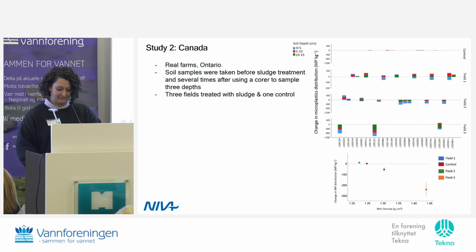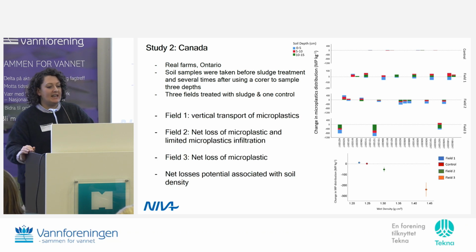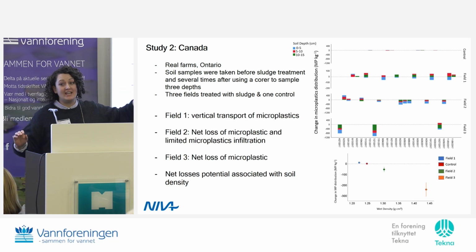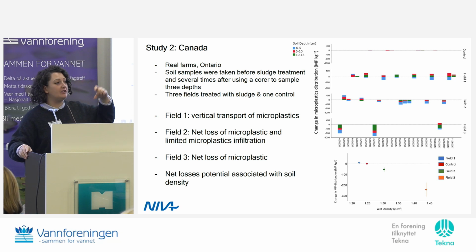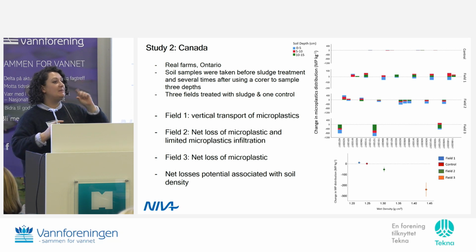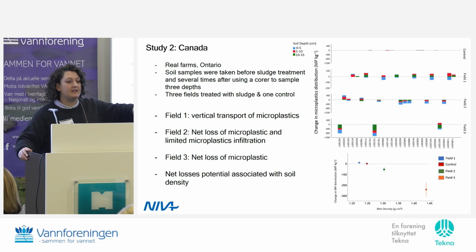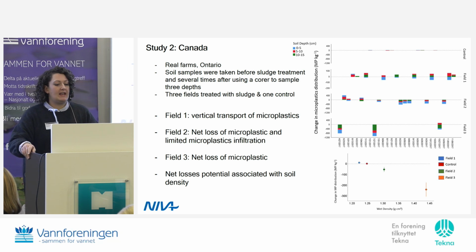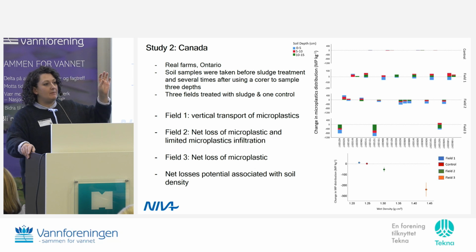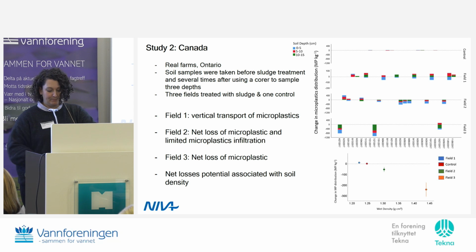and how these particles were moving. Taking a look at the results here, this plot shows just the change in microplastic concentrations, so not the total microplastic concentrations, but the change at each depth. For field 1, we saw this vertical transport of microplastics. So as you look going across to the right of the graph, there's a decrease from the blue, which is the upper surface layers, and an increase in the red and the green, which are the deeper layers.